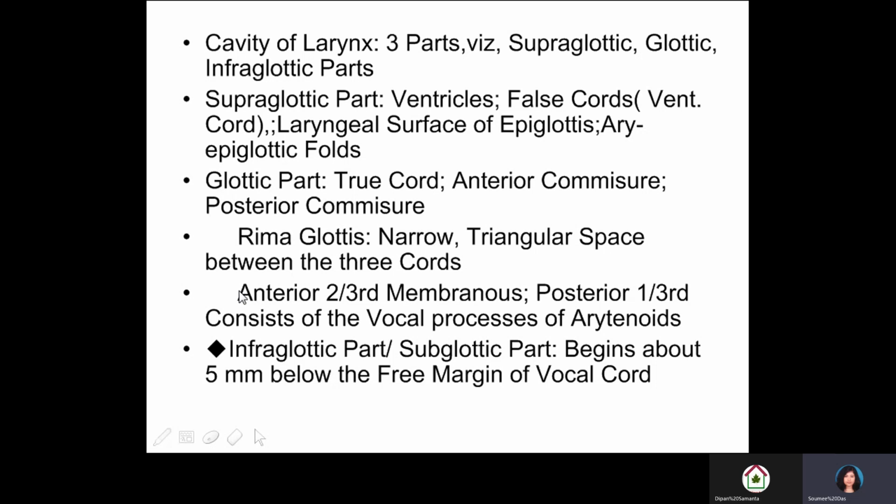So the next one is anterior two-third is membranous. So the anterior two-third of the rima is membranous, and the posterior one-third consists of the vocal processes of the arytenoids. That means there is more membranous part than the arytenoid part. Next one is the infraglottic part. That means the structure below the glottic part. This is also known as the subglottic part. Both infra and sub mean below. So this part is about 5 millimeters below the free margin of the vocal cord. This is a very short portion which lies below the margin of the vocal cord, and obviously below the tongue.